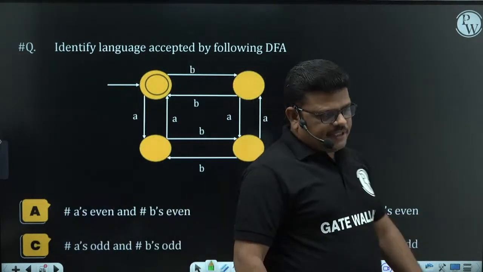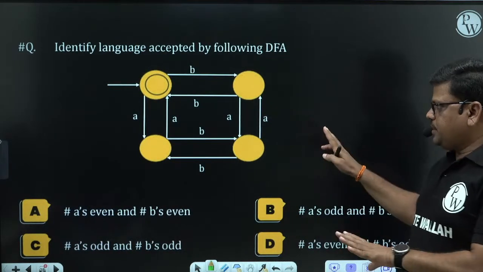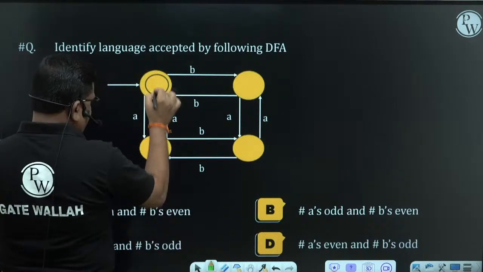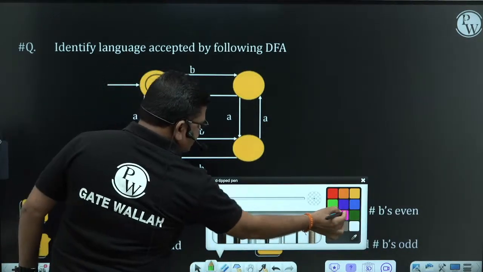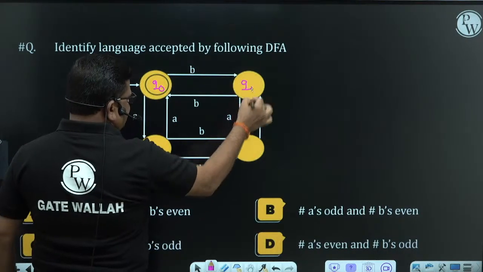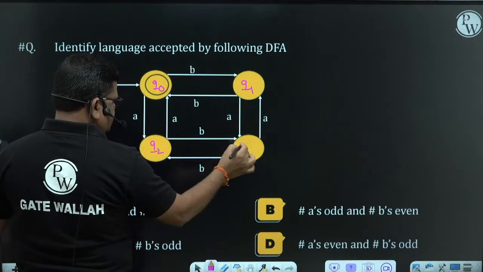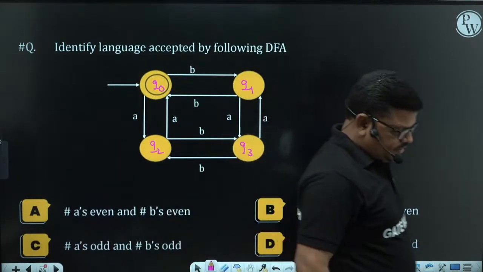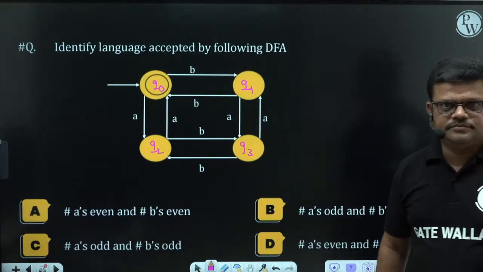In seconds I am expecting answer from you. Similar question. I changed the final state. Now I have 4 states here. Guys, I am expecting answer in seconds. What is the right answer for this? By elimination.